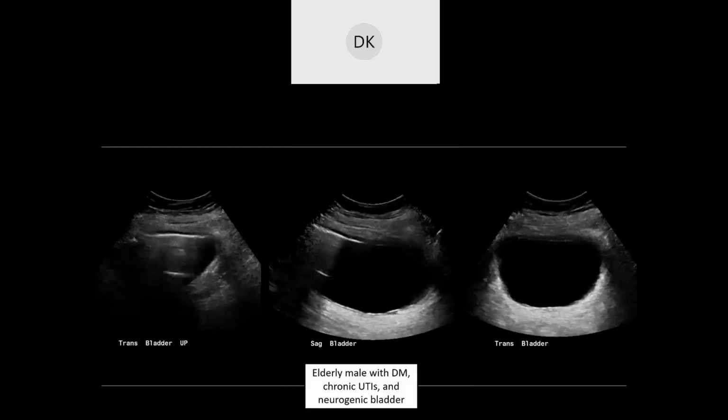So here's a different type of cystitis. This was an elderly male. The clue here again is diabetes. Also had a history of chronic UTIs and a neurogenic bladder. So at the bladder dome here, we've got all this echogenic gas that's shadowing out the lumen. And on this sagittal view, you can see it's kind of non-dependent here, right?